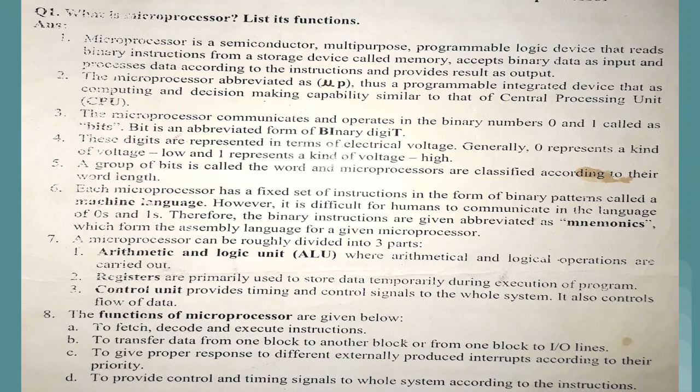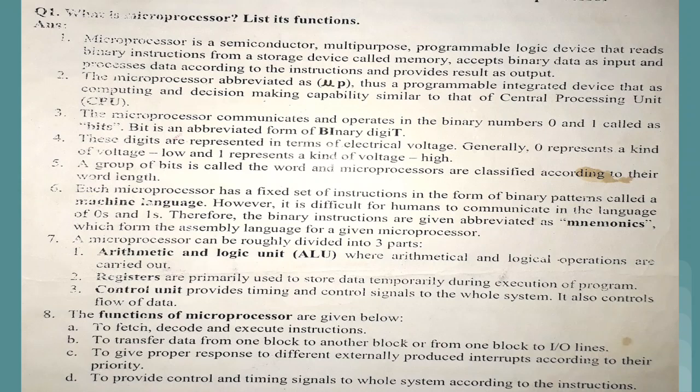Then the next part is to provide control and timing signal to the whole system according to the instruction. Control and timing signals are also important, because whenever we are processing data, we want that data to be processed in proper format, right? To have such synchronized execution, we have a clock in the microprocessor system which is connected to the control and timing signal.